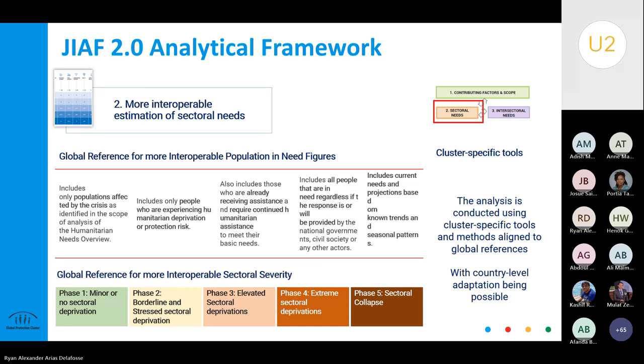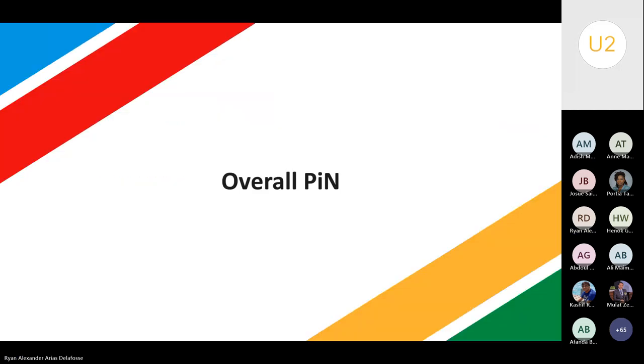So module two is really two things. The first is you are simply submitting your inputs. You are submitting your severity and your PIN. And secondly, you are making sure that that severity and PIN can speak to other sectors. That's it. It's actually probably, out of three modules, the most simple module if you have calculated your severity and PIN correctly.